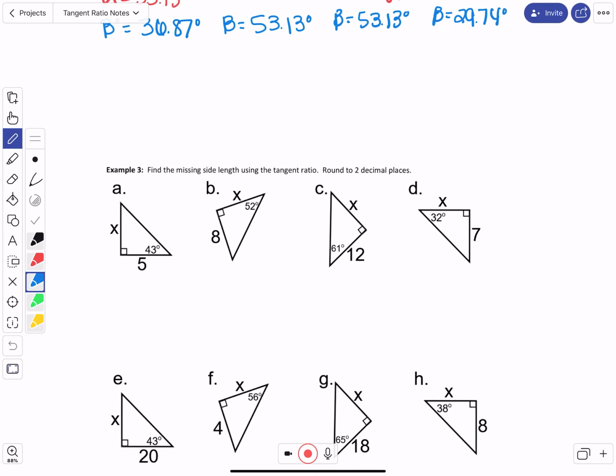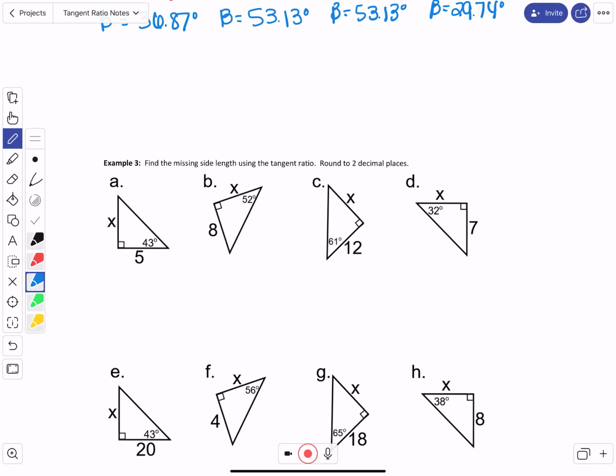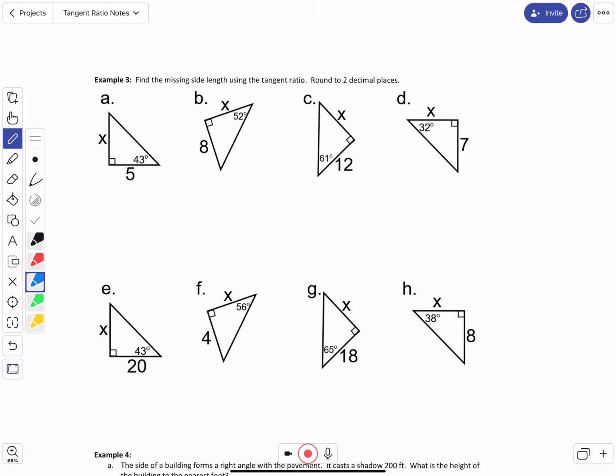Now, if we're going to find the missing side length, so this is slightly different. If we're going to find the missing side length, we're going to set it up just a little bit different. Okay, and we're still using tangent. So we have the tangent of 43 equals, okay. Now, we got to figure out which one's opposite and which one's adjacent. So if you go across the triangle, X is opposite, 5 is adjacent, okay. So we're solving for X.